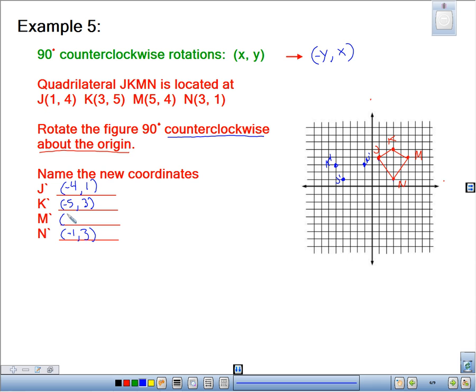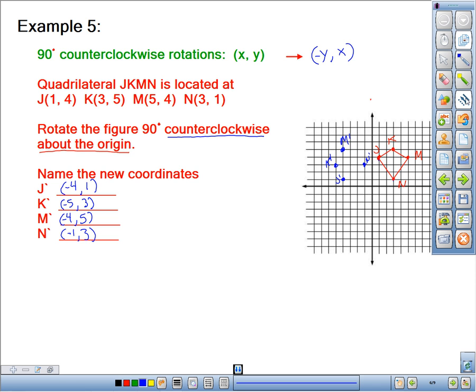M was at 5, 4. So let's write that out at 4, 5. Cool. But remember, y is the opposite. So that's a -4. Let's write in. 1, 2, 3, 4 to the left, and 1, 2, 3, 4, 5 up. There's M prime. Let's go in, draw our lines, make a few more observations.